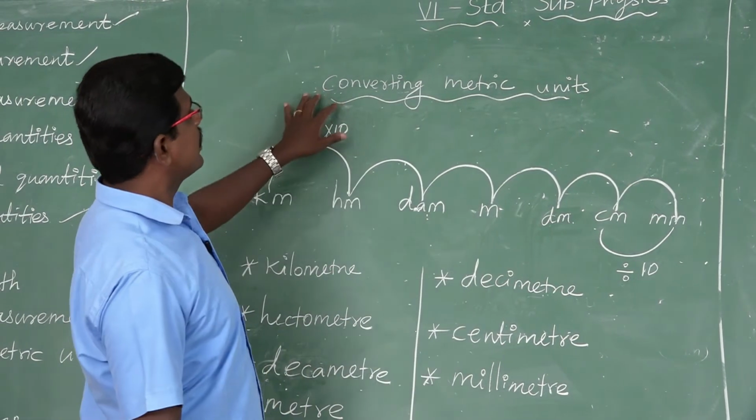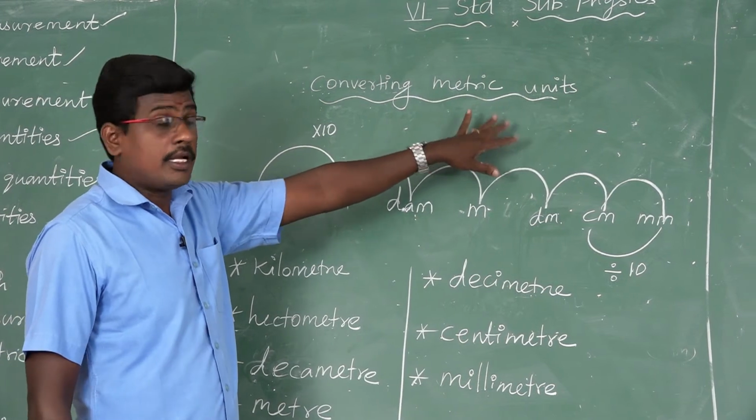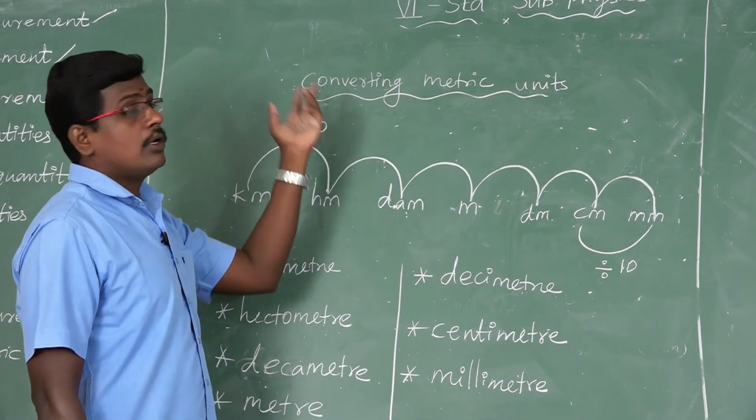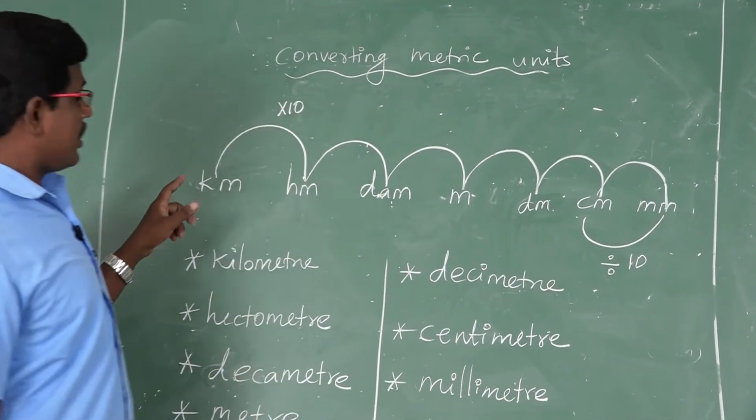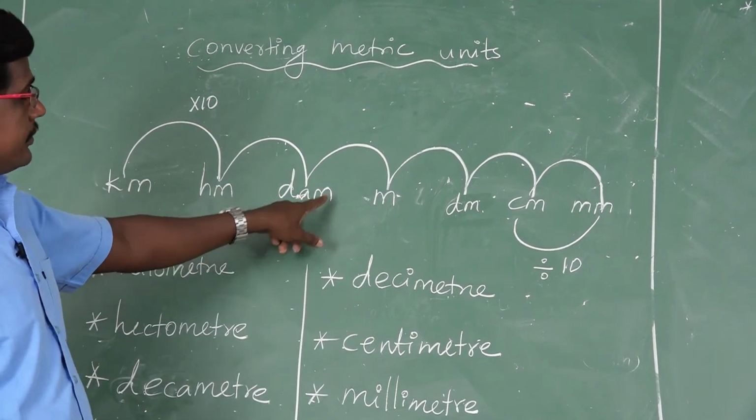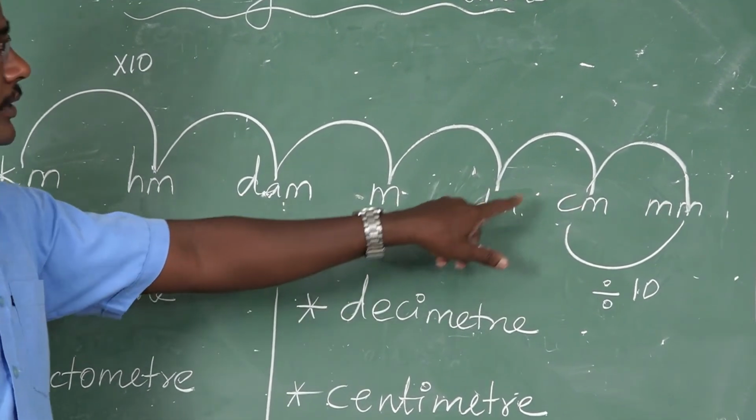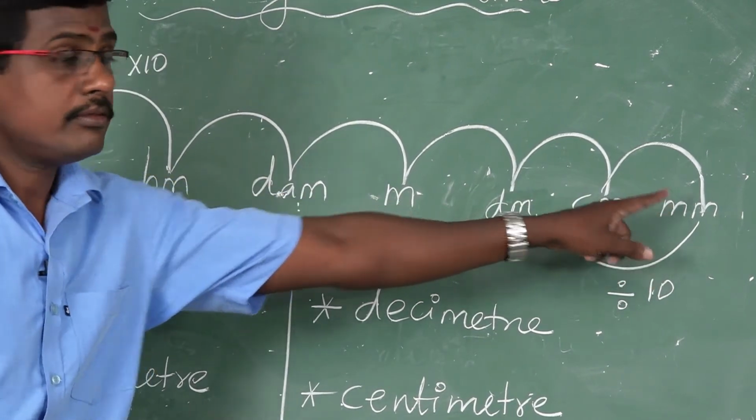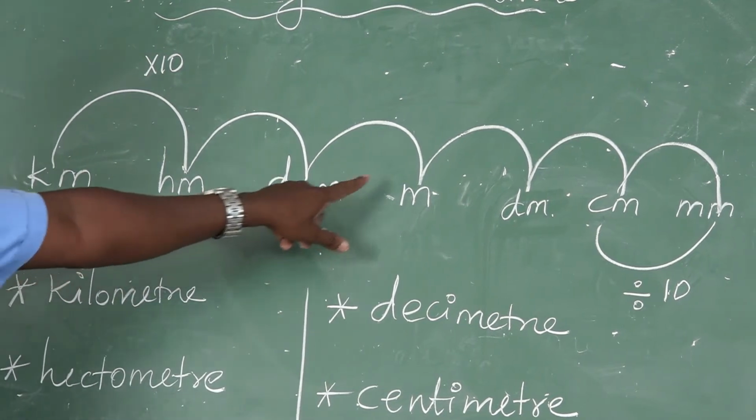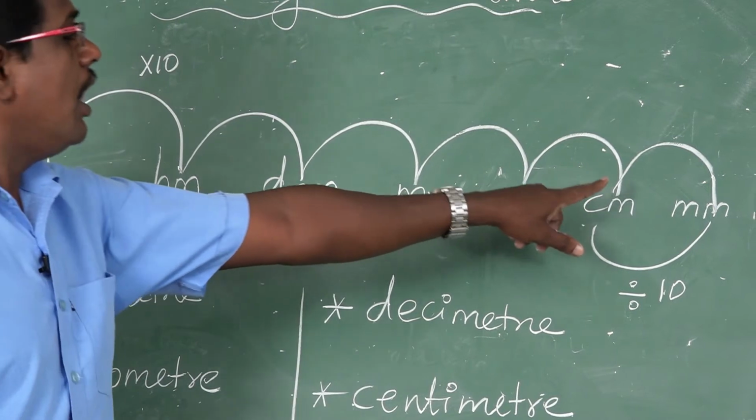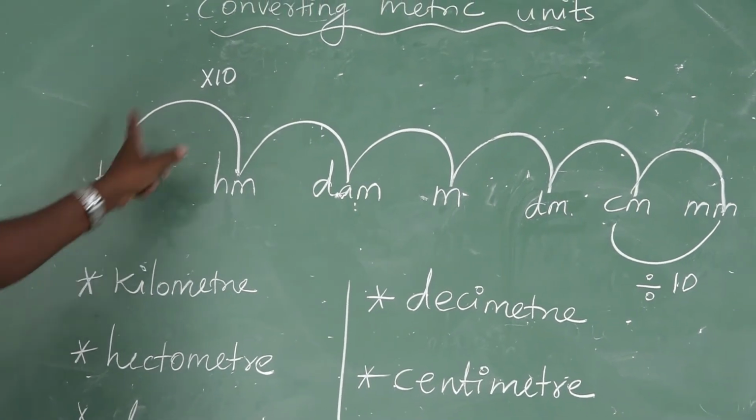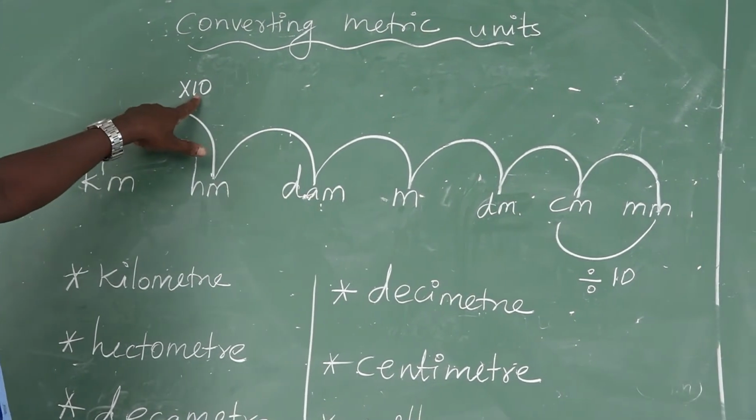Next topic: converting metric units, multiple units to submultiple units and submultiple units to multiple units. First, the order is kilometer, hectometer, decameter, meter, decimeter, centimeter, millimeter, each with its own symbol.